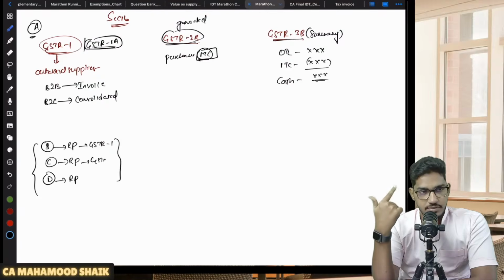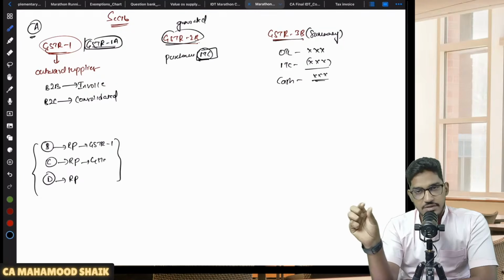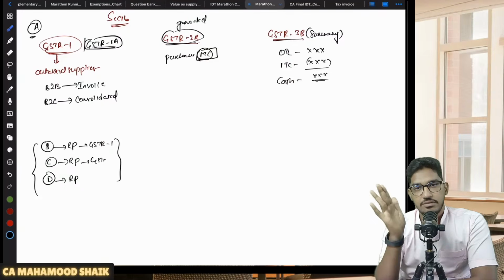You might have made some purchases from the registered suppliers. Those people might not have filed their GSTR-1 before the due date. They might have filed it after the due date. In that case, what will happen? In the current month GSTR-2B, that input will not show. Why? Because your supplier has filed that GSTR-1 after the due date.